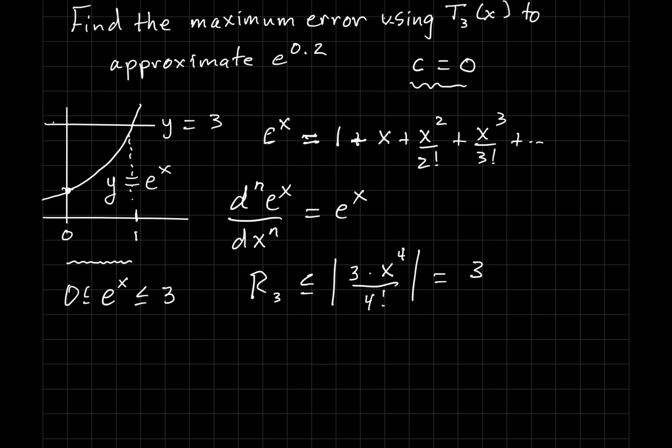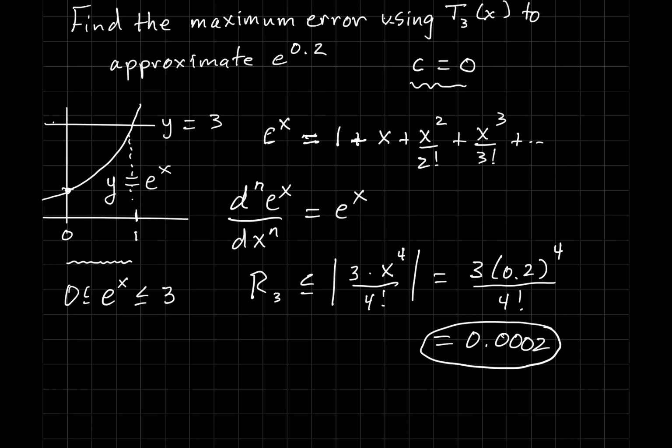And then plugging in, because I'm doing x equals 0.2 to get my approximation, I have 3 times 0.2 to the fourth over 4 factorial. Which means that using my third degree Taylor polynomial approximation centered at 0 to approximate e to the 0.2 gives me an error that's no more than 0.0002.